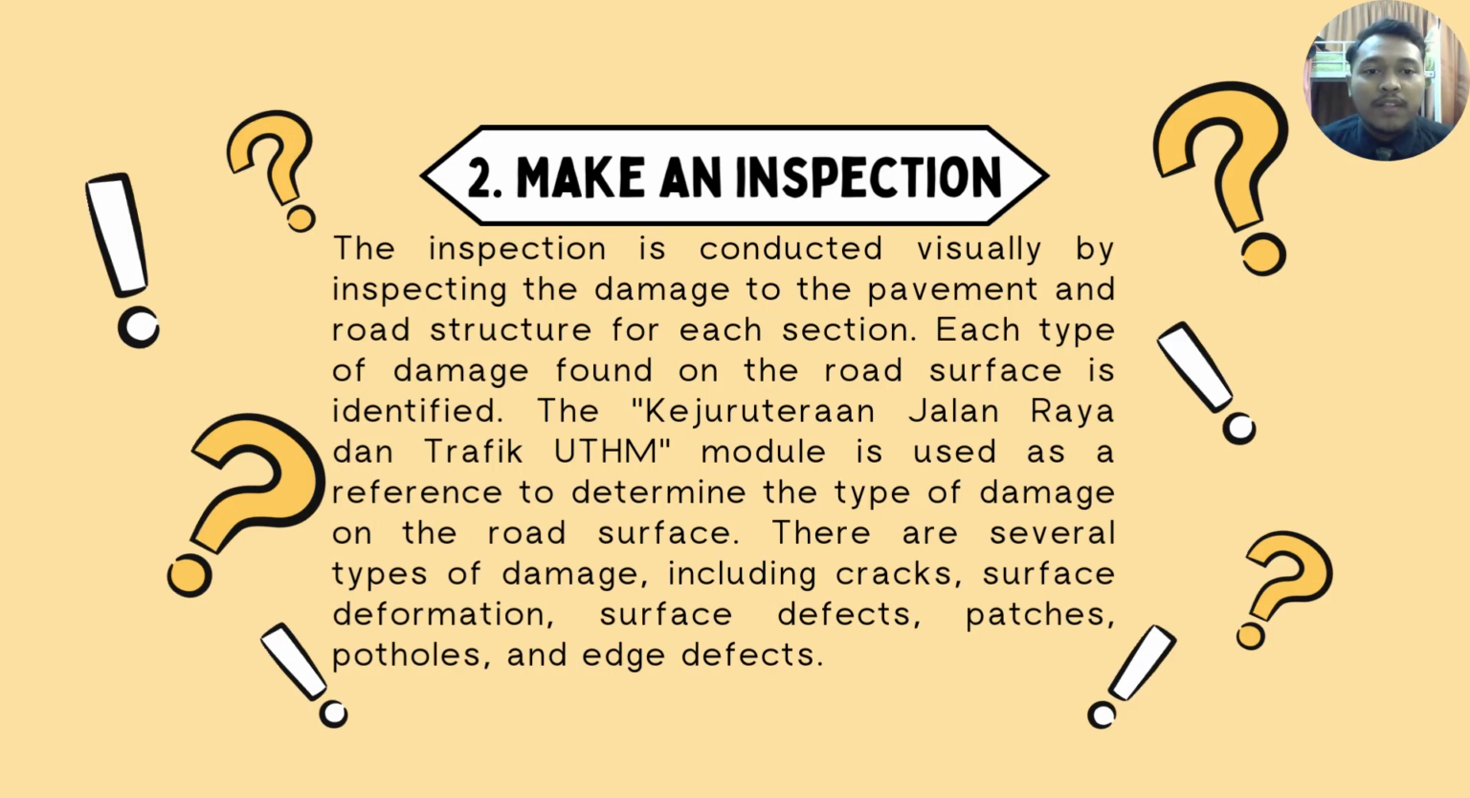Second is make an inspection. The inspection is conducted visually by inspecting the damage to the pavement and road structure for each section. Each type of damage found on the road surface is identified. The Kejuruteraan Jalan Raya and Traffic HM module is used as a reference to determine the type of damage on the road surface. There are several types of damage, including crack, surface deformation, surface defect, patch, pothole, and edge defect.